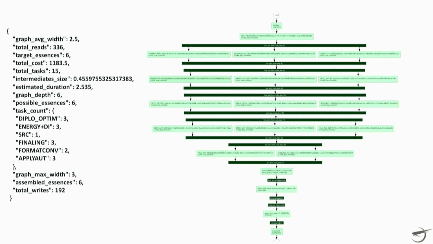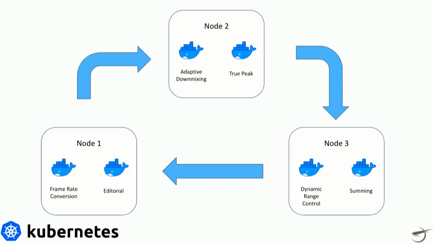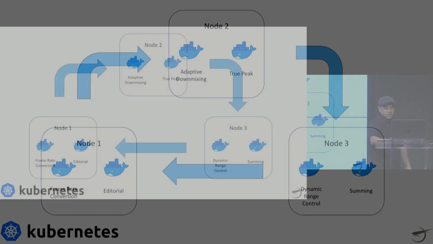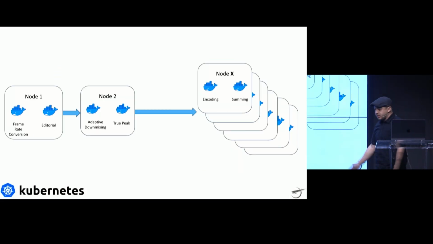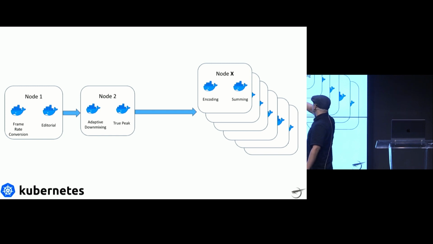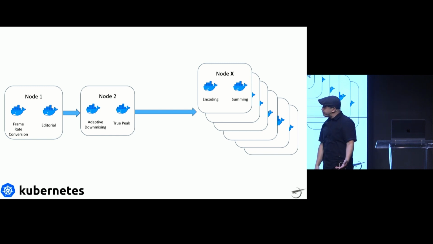Okay, so like I said, Kubernetes helps balance these containers across nodes. Kubernetes helps round robin these containers so that, for example, frame rate conversion ends up on one node, downmixing and true peak on another, DRC, dynamic range and control, and summing end up on another node. And we could also scale horizontally too. So we could just keep adding nodes to our cluster, and then Kubernetes will help us balance and round robin those across all the nodes, which is pretty cool.